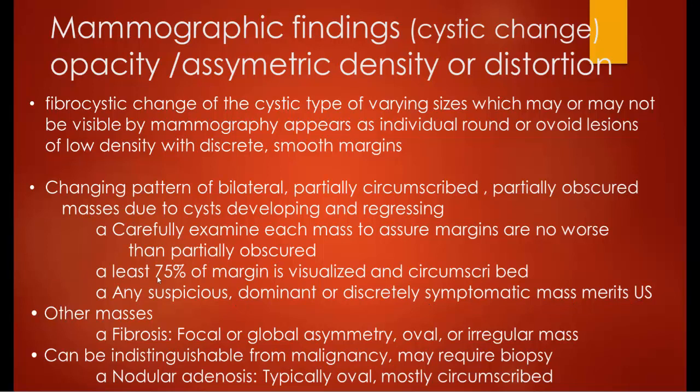Other masses besides cystic change, like fibrosis. Fibrosis may present in mammography as focal or global asymmetry, or an oval or irregular mass. It can be differentiated from malignancy, but may require biopsy. If we cannot differentiate these masses from malignancy on mammography, biopsy is indicated. Like in nodular adenosis, typically oval, mostly circumscribed, sometimes it cannot be differentiated from malignancy.